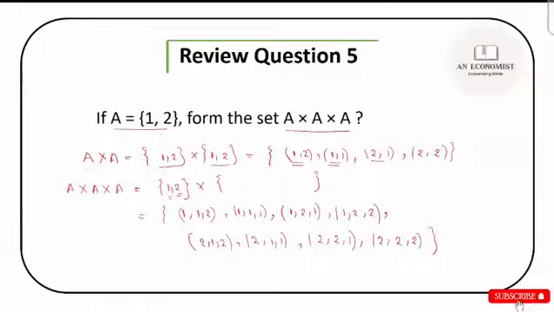So in A cross A you have 4 elements. Here you have 2 elements. So in the Cartesian product set you have altogether 8 elements, right? Okay.